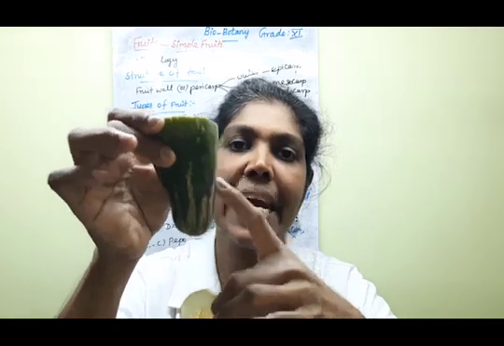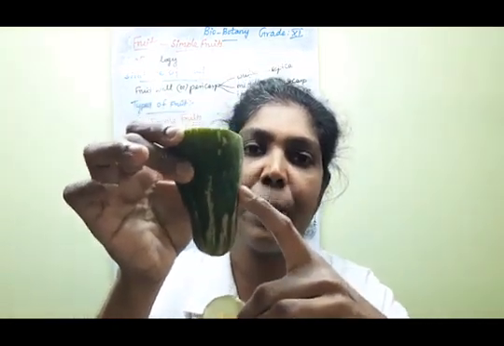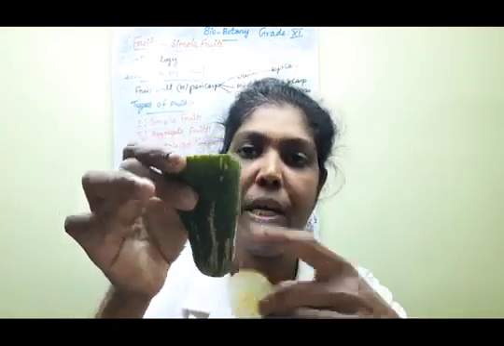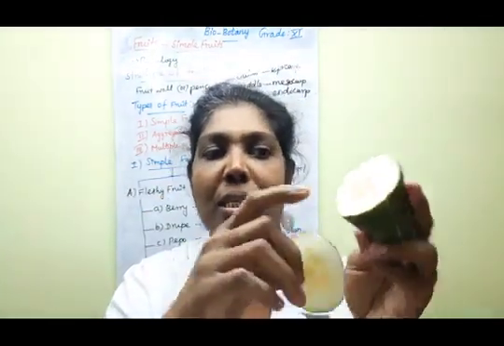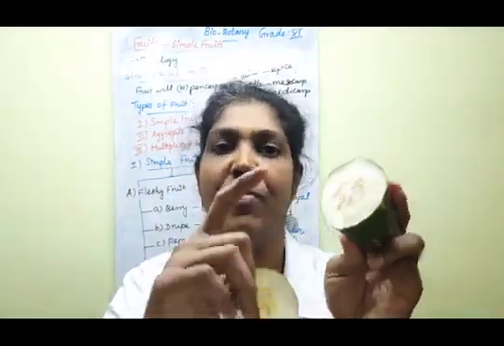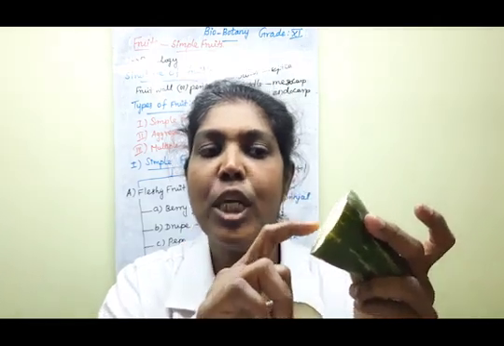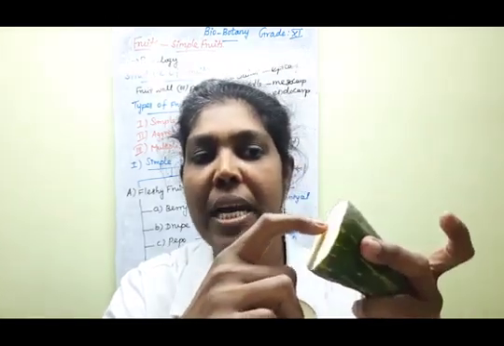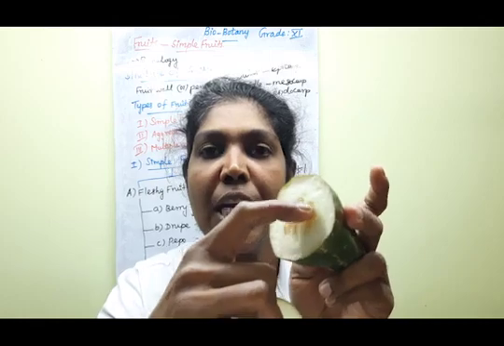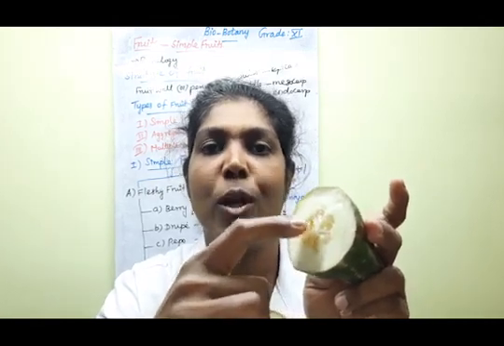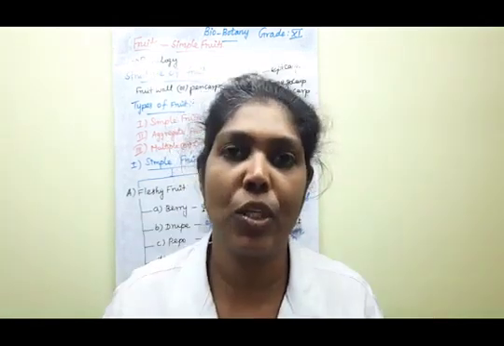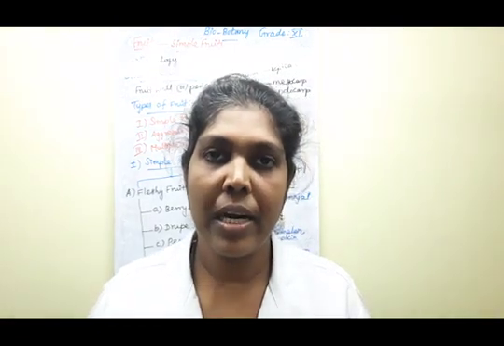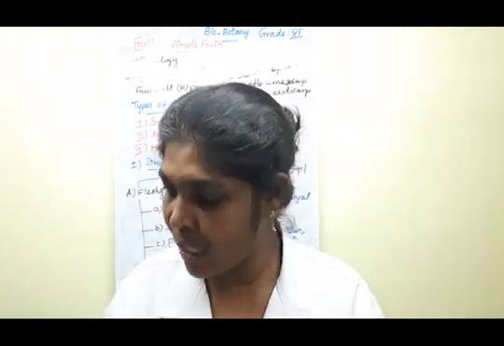This layer is very soft and leathery in nature. This is the epicarp region, the outer region. Then there is the mesocarp, which is fleshy in nature. And then the endocarp is very soft in nature. Understood? Soft seeds are also present in this one. Clear, children? So this is the next type of fruit.